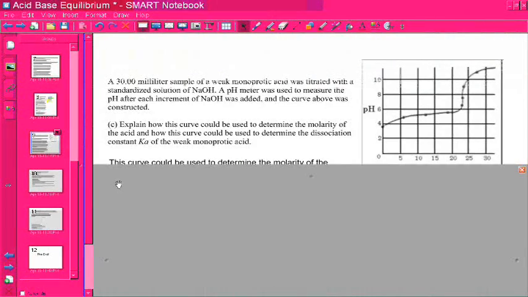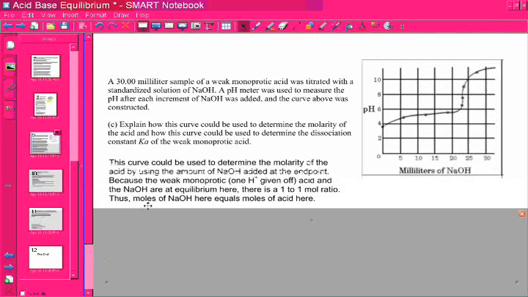Now, on to question C. Explain how this curve could be used to determine the molarity of the acid and how this curve could be used to determine the dissociation constant Ka of the weak monoprotic acid. This curve could be used to determine the molarity of the acid by using the amount of NaOH added at the endpoint. Because the weak monoprotic acid and the NaOH react here, there's a 1-to-1 mole ratio. Thus, moles of NaOH here equals moles of acid here.